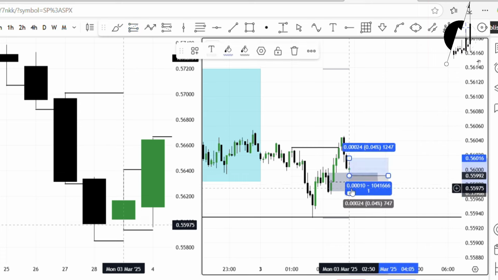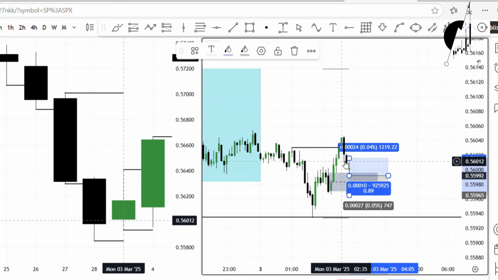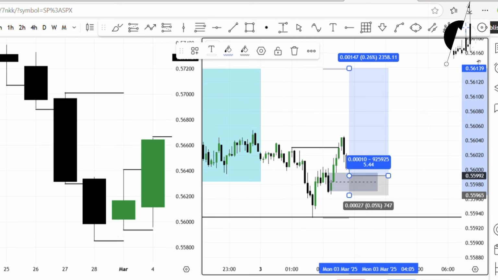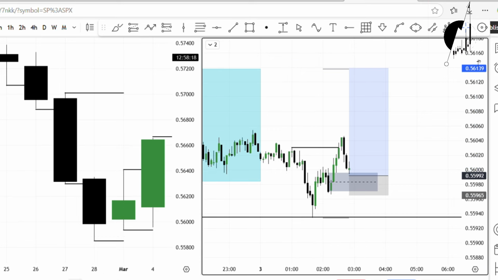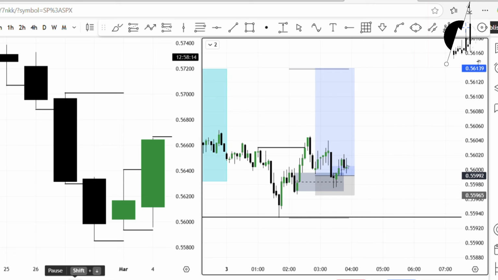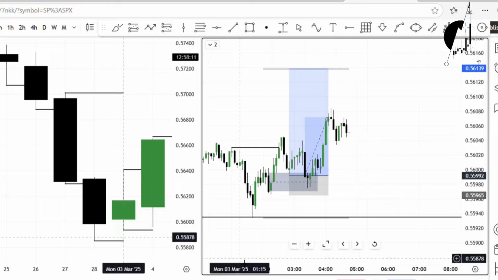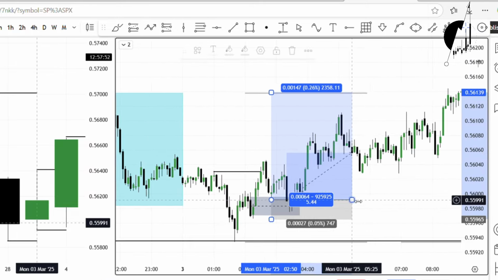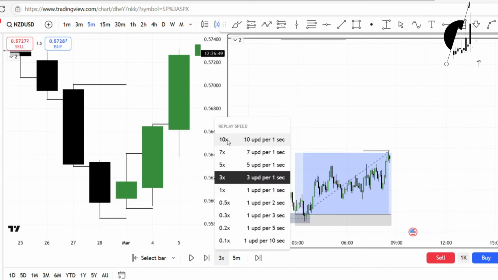We place our entry at the fair value gap, stop loss at the swing low, and target the previous day's high and the next draw on liquidity. It went to our entry and the expansion begins, went back again and continued. Wow, see that?